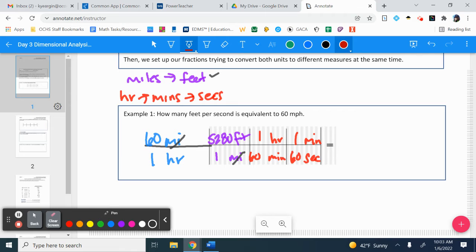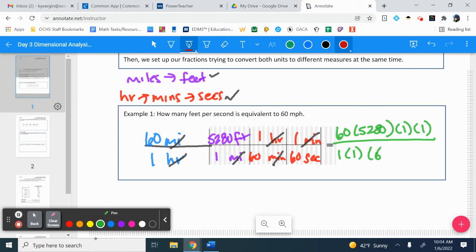So go through and check to make sure that we have all our units. We had hours that canceled out hours, minutes that cancel out minutes. We're left with seconds, so we're in a happy spot. At this point, we want to just put this into our calculator. So we take our numerator, which is 60 times 5,280 times 1 times 1. We're going to divide that by 1 times 1 times 60 times 60.